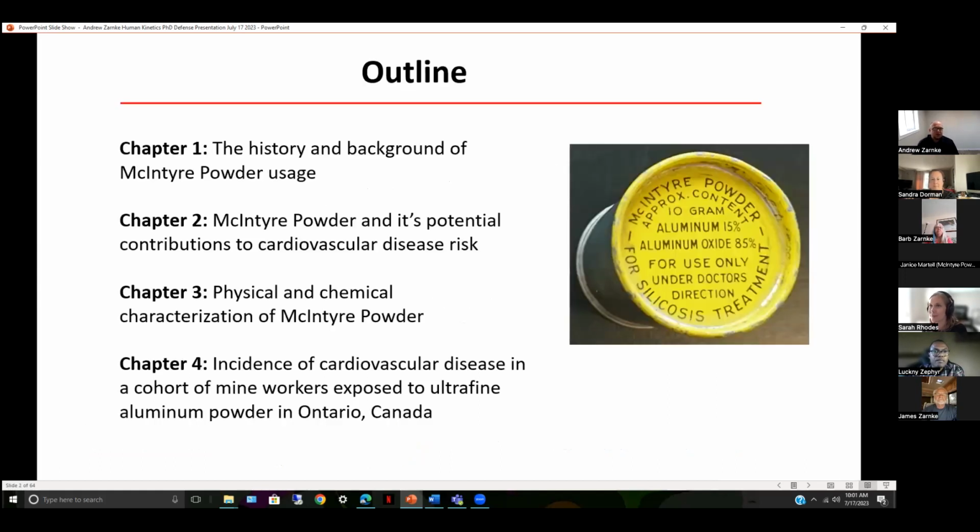So just a quick outline. I'll go over some of the history and background of McIntyre powder usage. Then I'll cover McIntyre powder and its potential contributions to cardiovascular disease risk and why we decided to investigate this. Then I'll go over a brief summary of our physical and chemical characterization of McIntyre powder, as well as describe the incidence of cardiovascular disease in a cohort of mining workers exposed to McIntyre powder, which is an ultrafine aluminum powder in Ontario.